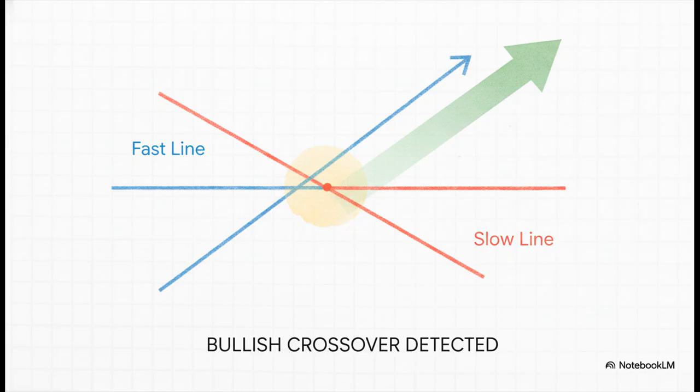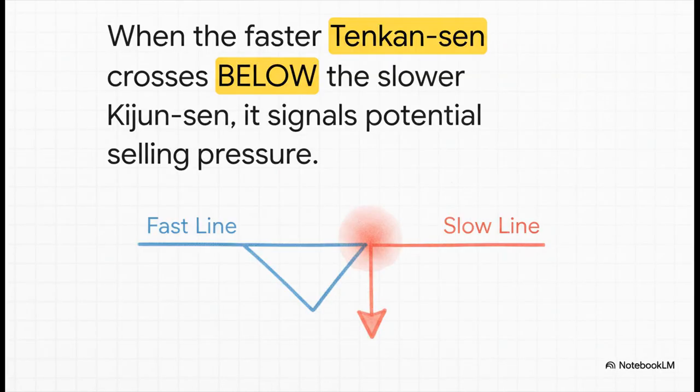And right there is our first key signal. When that faster blue line crosses up and over the slower red line, that's a sign that short-term momentum is starting to shift to the upside. It's a classic bullish crossover. And of course, the opposite is true. When that fast line dives down below the slow line, it's signaling that momentum is turning bearish. This crossover suggests that sellers are starting to take control, at least in the short term.